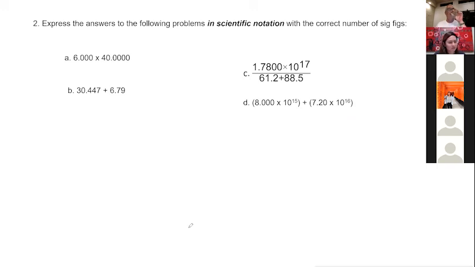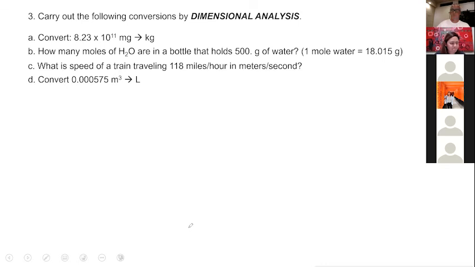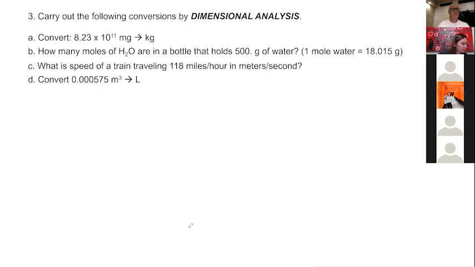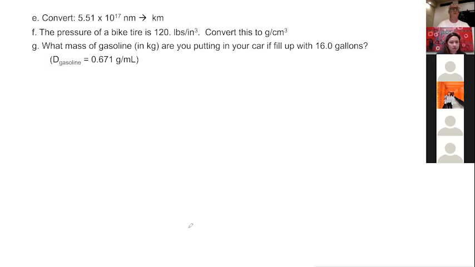Professor, can you go back to letter E? I got confused with the scientific notation part here. I'm sorry, letter E. Yeah, this is the one, nano. Oh, changing nanometers to kilometers? Yeah. Oh, sure. Okay.